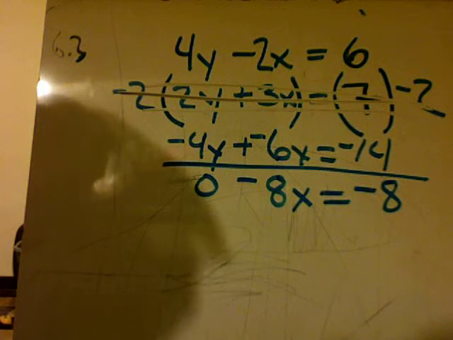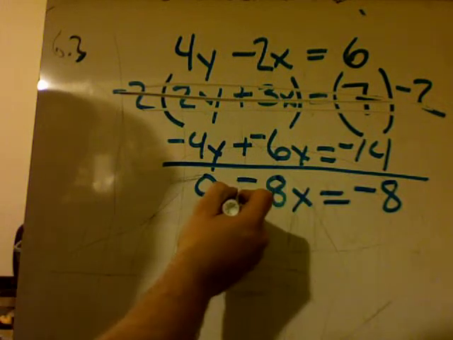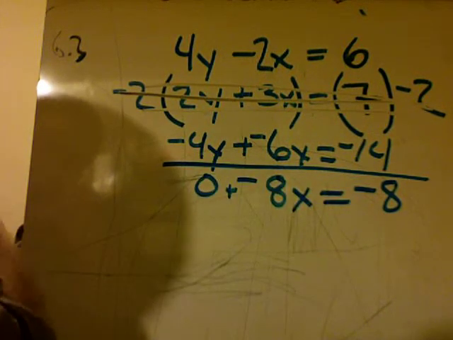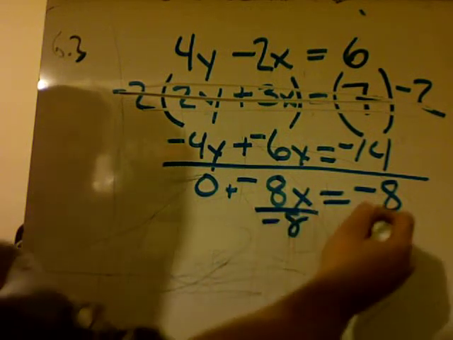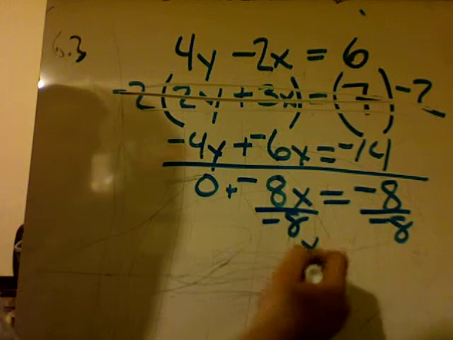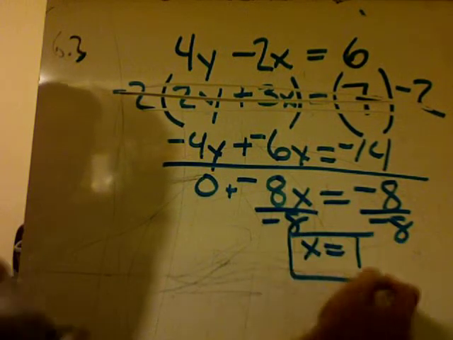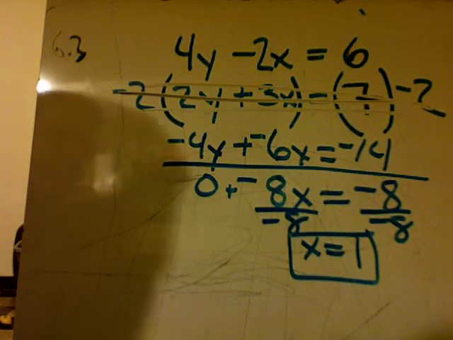So now I've got a simple equation to solve. I've got negative 8x equals negative 8. So I just divide both sides by negative 8. So x equals 1. I'm partway done. I've got to figure out what y is still.